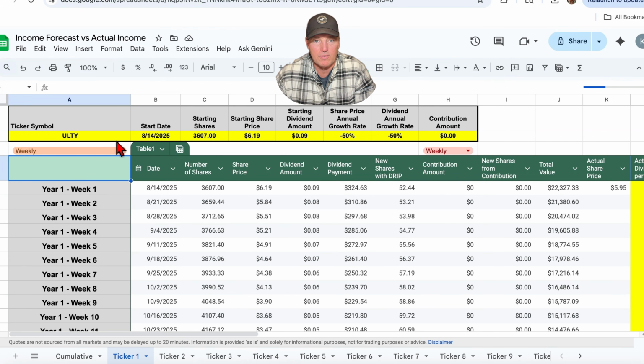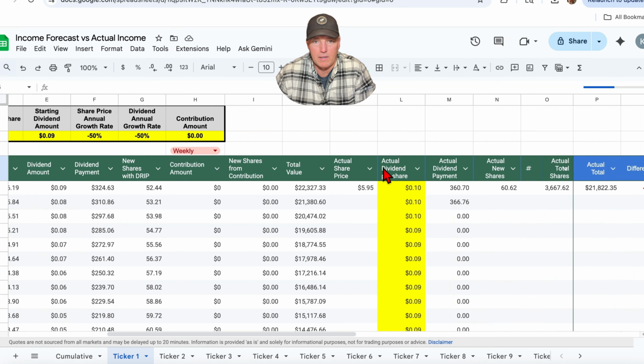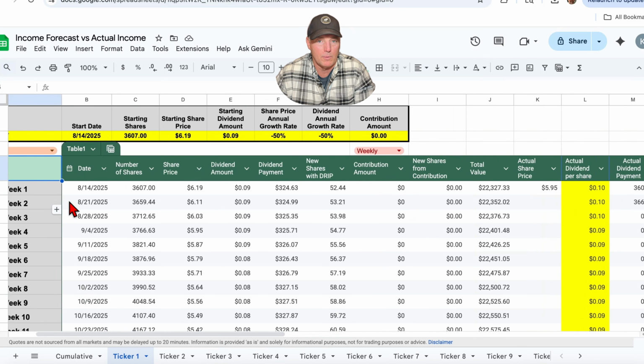And this is just what you can put in. Then over here, again, you only want to do the yellow cells. This actual share price, just give it a minute, it'll fill in. These actual share prices will pull at the close of date. So on 8/14, the closing price was $5.95. These down all the way till present will fill in.